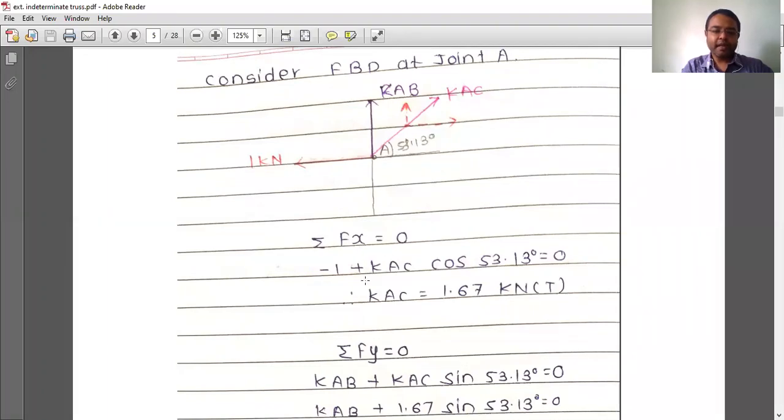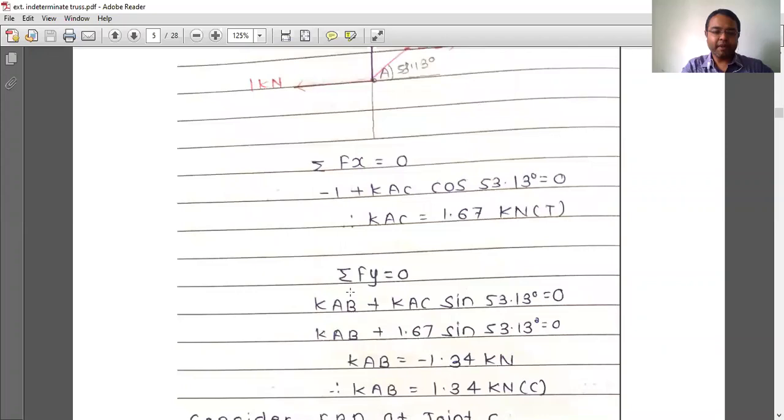So KAC is going towards the right, that's why it will be plus KAC cos 53.13, and this 1 Newton is going towards left, that's why negative. So from this we are getting KAC, that is the force in member AC. We are getting positive, meaning the assumed direction is correct.